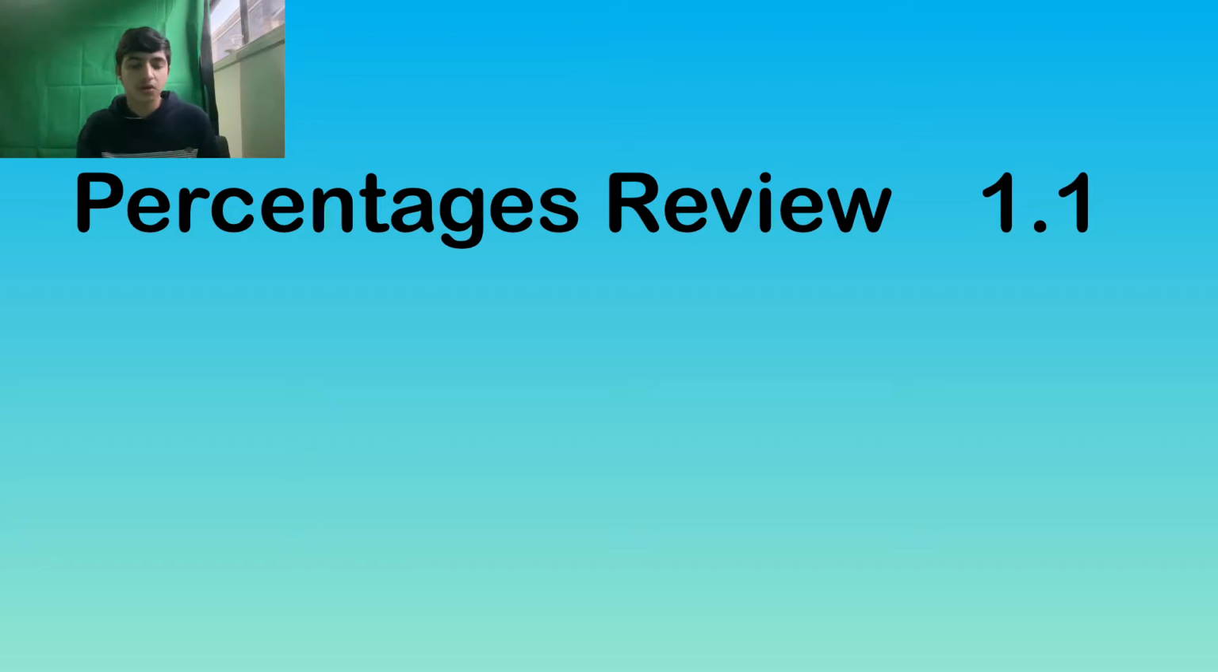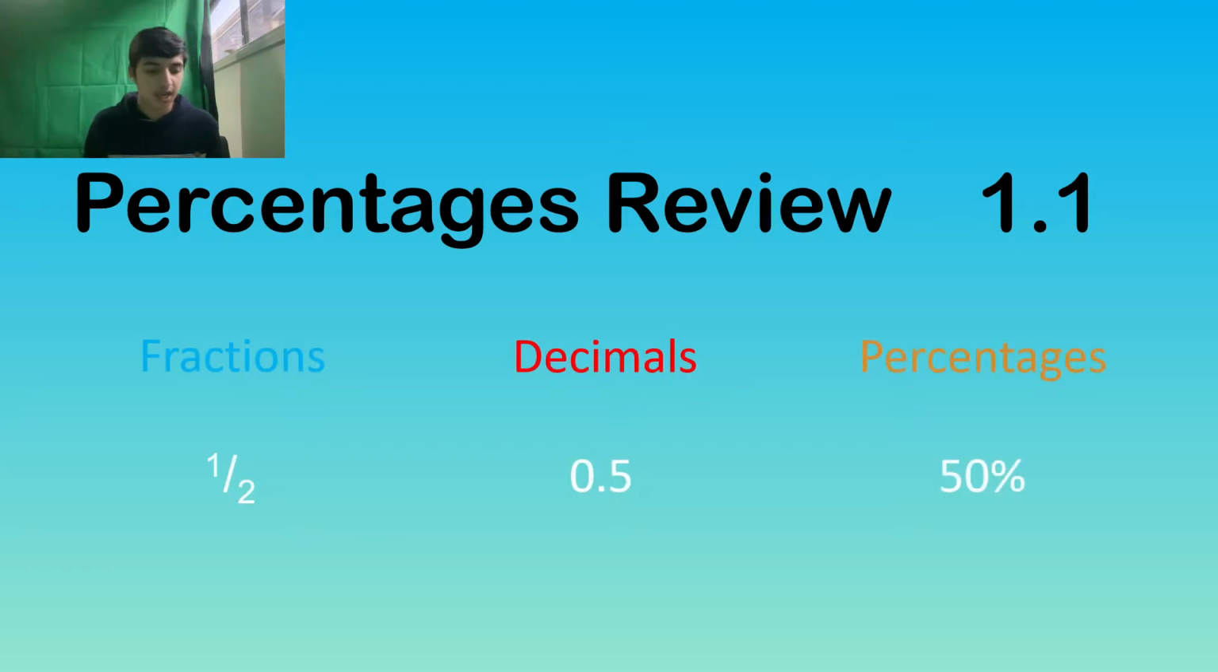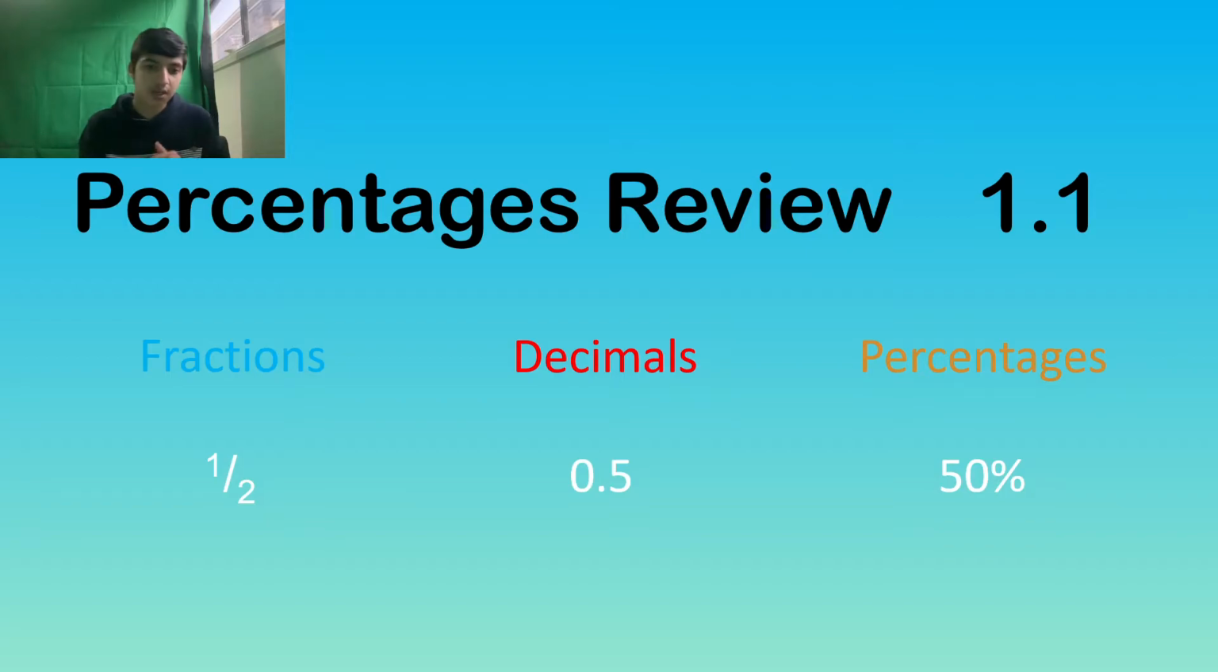We are using the main sources, including fractions, decimals, and percentages. As you can see, they're all the same number. A fraction, a half, is equivalent to a decimal, which is 0.5, and also equivalent to a percentage, which is 50%. It includes quarters, fifths, tenths, hundredths, thousandths, and we can keep going. But now I'm going to start off with some easy basic questions about it.